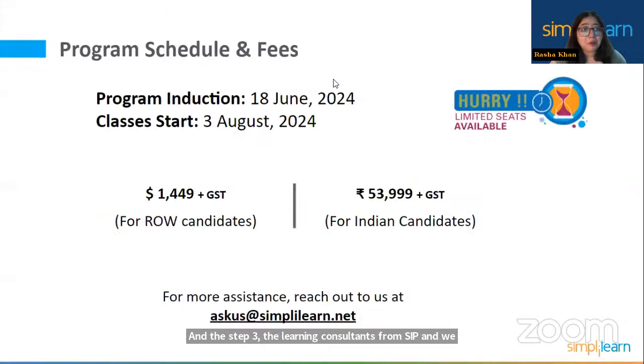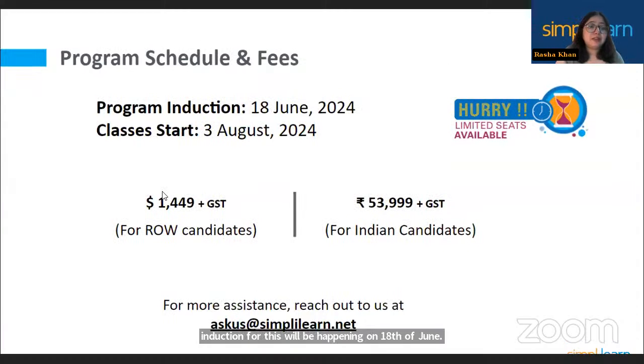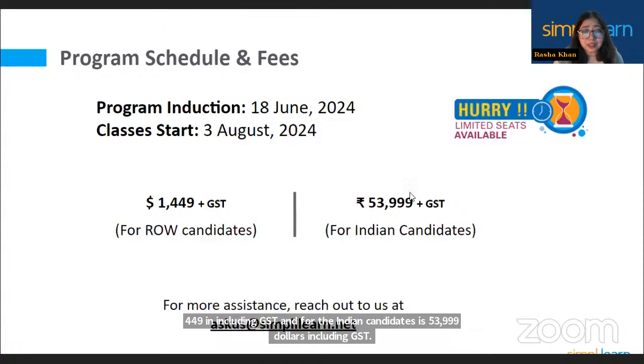Now, talking about the upcoming cohort. The next cohort is on 3rd August, and the program induction for this will be happening on 18th June. The fee for ROW candidates is $1,449 including GST, and for Indian candidates it is INR 53,999 including GST. If you want to check it out for your own region, I'll share that scan code after this slide.